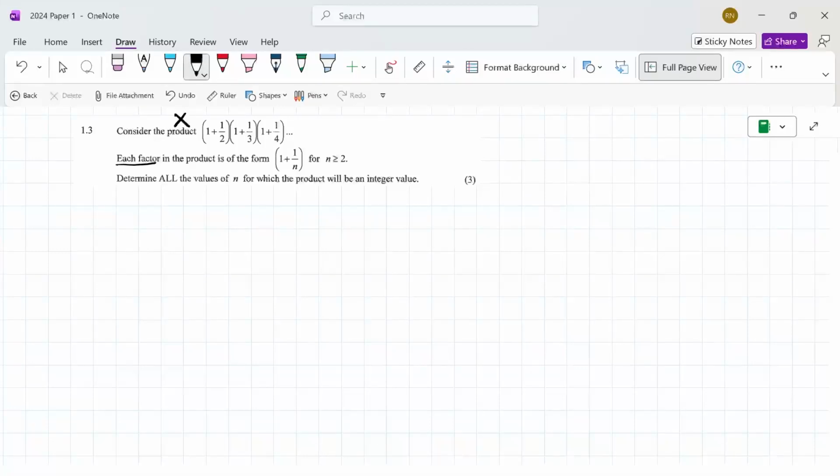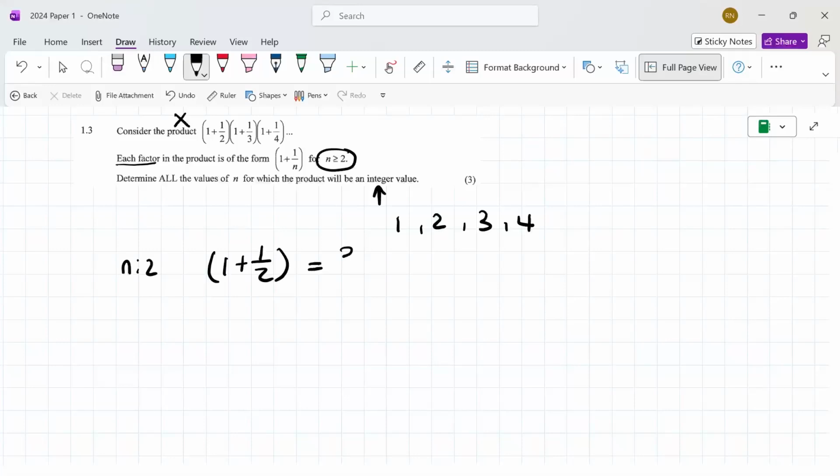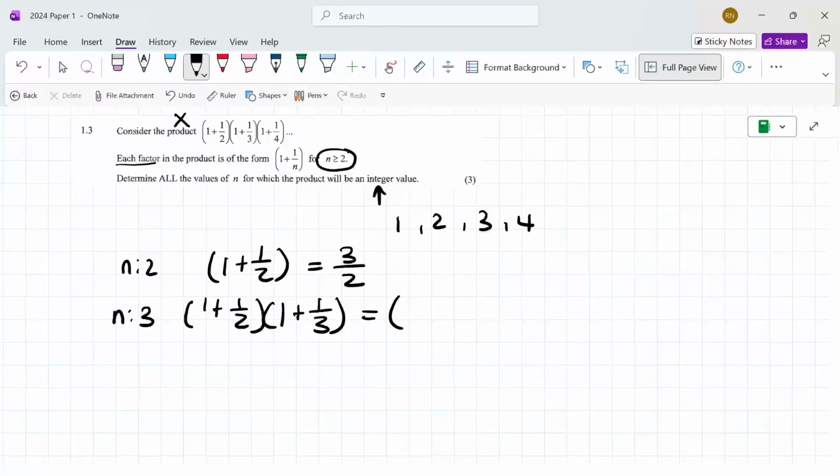An integer is a whole number, like 1 or 2 or 3 or 4. So what values of n, if I kept going up and up? Because n starts at 2, n equals 2 gives me 1 plus 1 over 2. If you put this in your calculator, you'll get 3 over 2. If you put in n equals 3, it'll increase to 1 plus 1 over 2 and 1 plus 1 over 3. This will be 3 over 2 multiplied by 4 over 3.